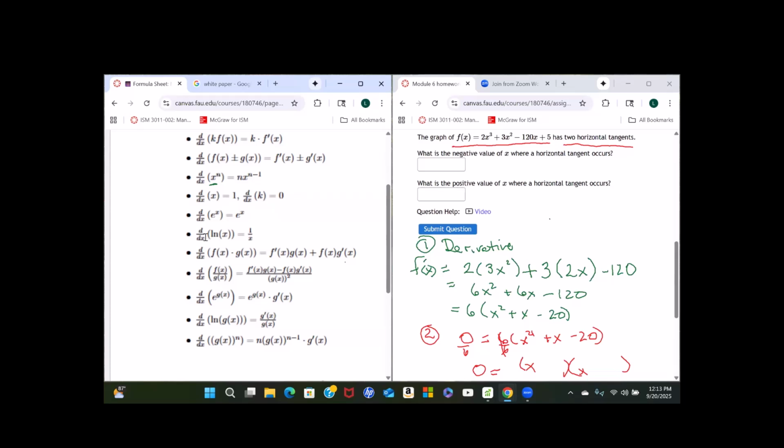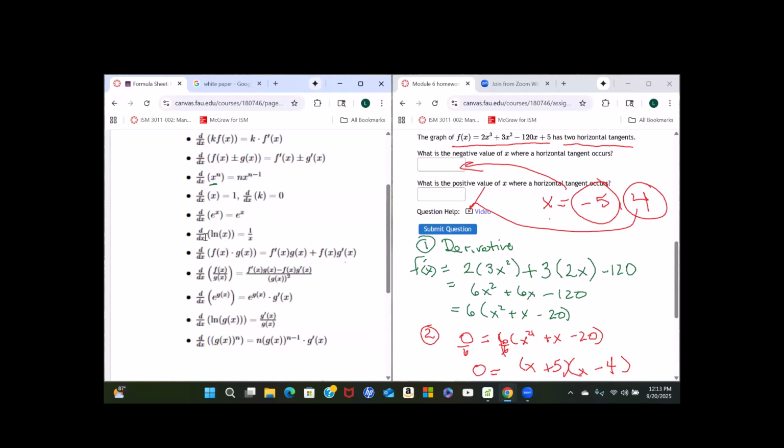X plus 5, X minus 4. Perfect. That means I have two solutions. X equals what? Give me my two X's. Negative 5. And the other one was positive 4. I have two solutions. This is going to go in here. Oh, I'm sorry, I didn't read the bottom question. That's it.